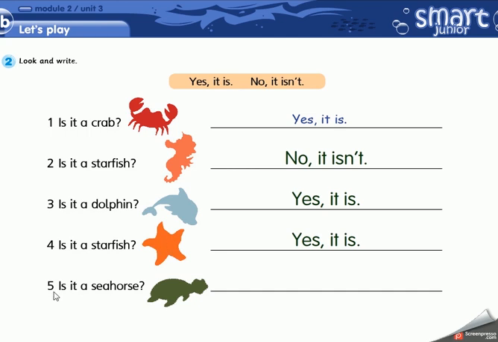Let's see number five. Number five, is it a seahorse? This picture, is it a seahorse? Yes, it is. No, it isn't. What do you think? Write it down. Very good. No, it isn't. No, it's not a seahorse. Good. Good job.